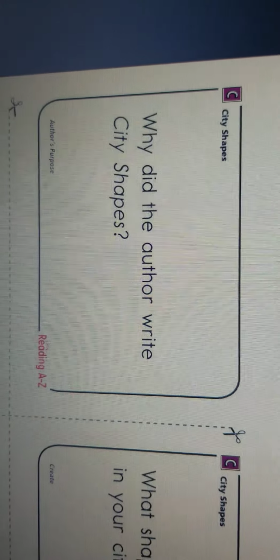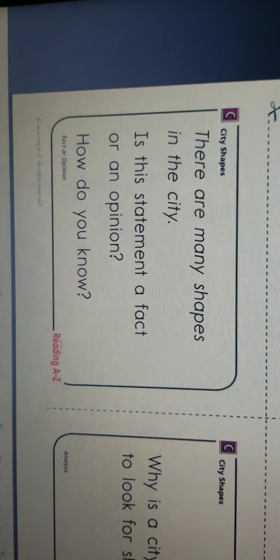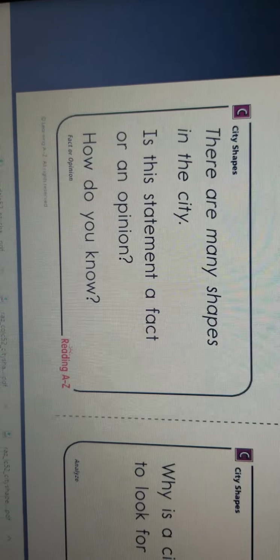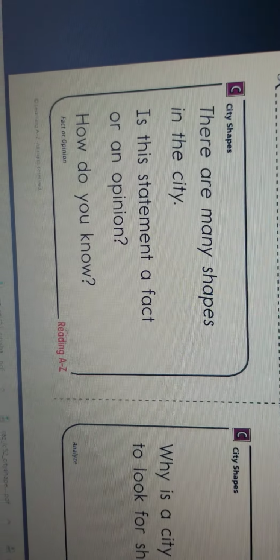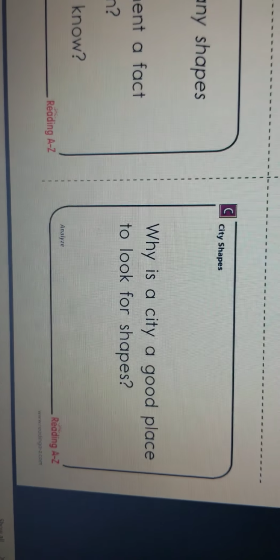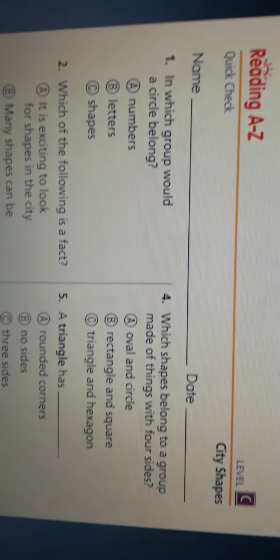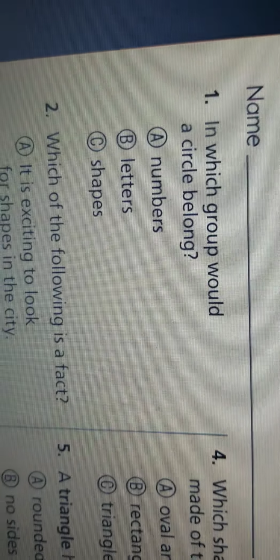Why did the author write City Shapes? What shapes can you find in your city or town? There are many shapes in the city. Is this a statement, a fact, or opinion? How do you know? Where's a good place to look for shapes? Those are some questions that I want you to think about today. Then I want you to think about this one.